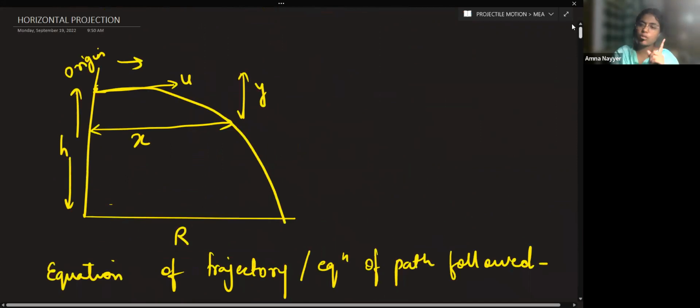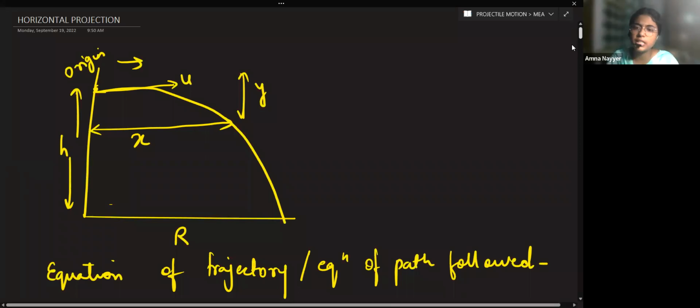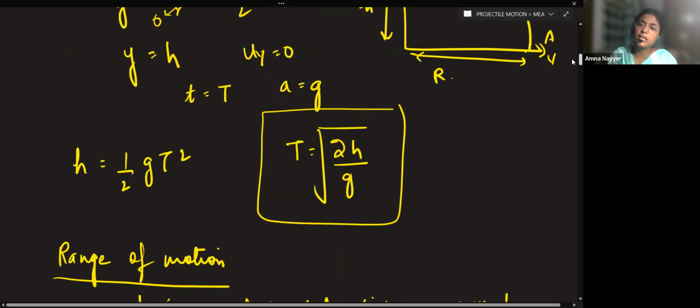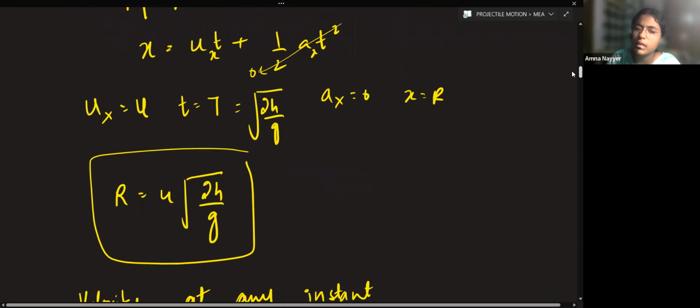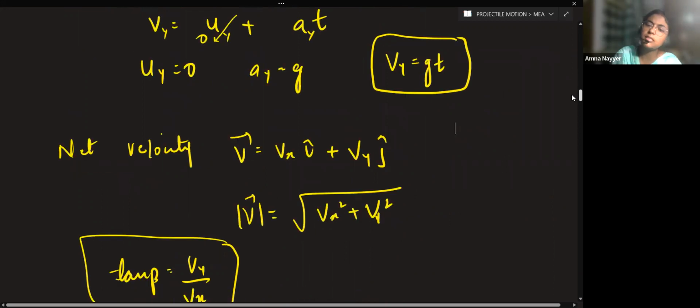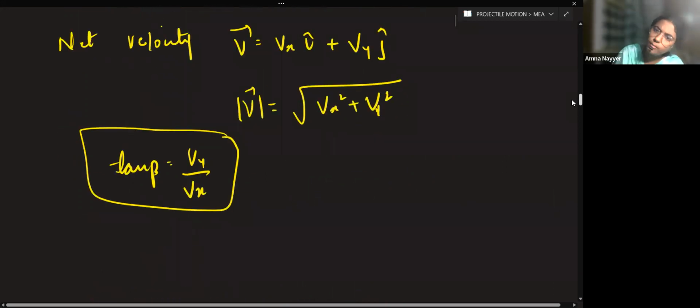See, horizontal projection, you have the equation of trajectory which simply says y equals half gx square divided by u square. Time of flight is under root 2h divided by g. Multiplied by u, you get range of motion, u under root 2h by g. Velocity along x-axis is u, velocity along y-axis is gt. Net velocity, whatever is asked, if magnitude is asked, calculate the magnitude; if only the equation is asked, write the equation.